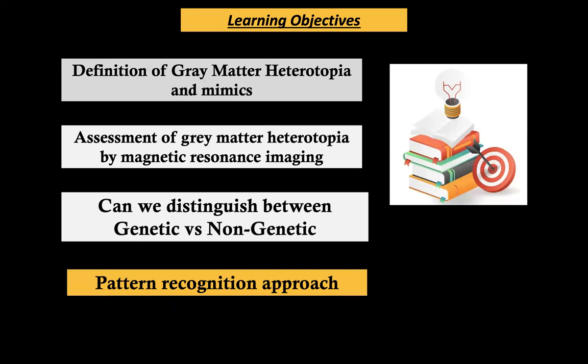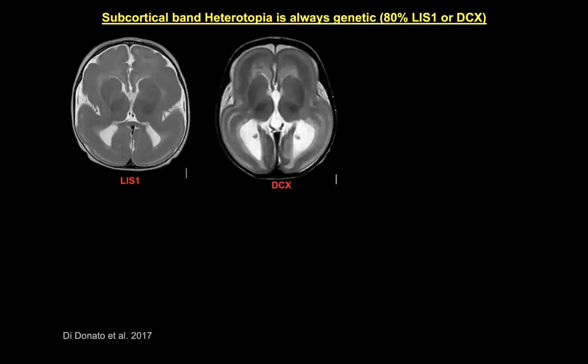So let me show you now what about the genetic causes of abnormality in the brain associated with gray matter heterotopia. So let's go with a pattern recognition approach. Pattern one, subcortical band heterotopia. I told you before, think always genetic, and these are LIS1 or DCX.